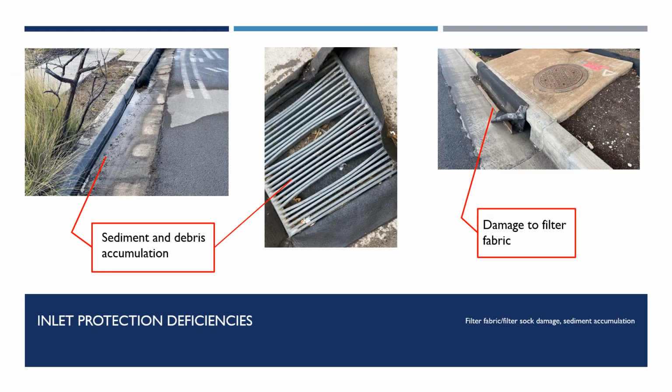Consider a graded inlet with filter socks surrounding the perimeter or filter fabric attached to the grate. When the BMP is working properly, sediment may accumulate on the outside of the filter sock or on top of the filter fabric. Sediment accumulation is a sign that the BMP is working properly. However, to reduce the risk of the sediment discharging to the storm drainage system, sediment accumulation must be removed regularly. Additionally, tears in the filter fabric or on the filter sock must be repaired or the BMP replaced immediately.